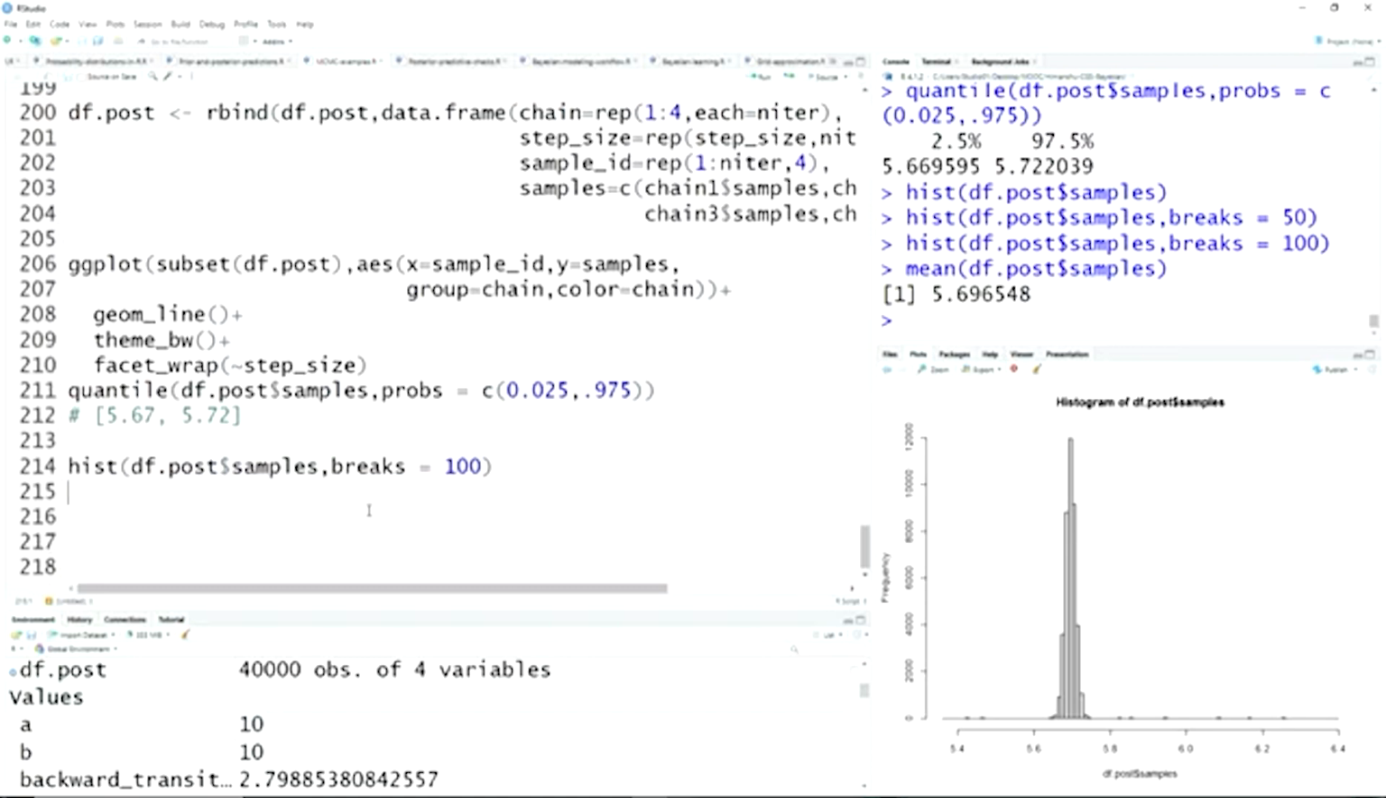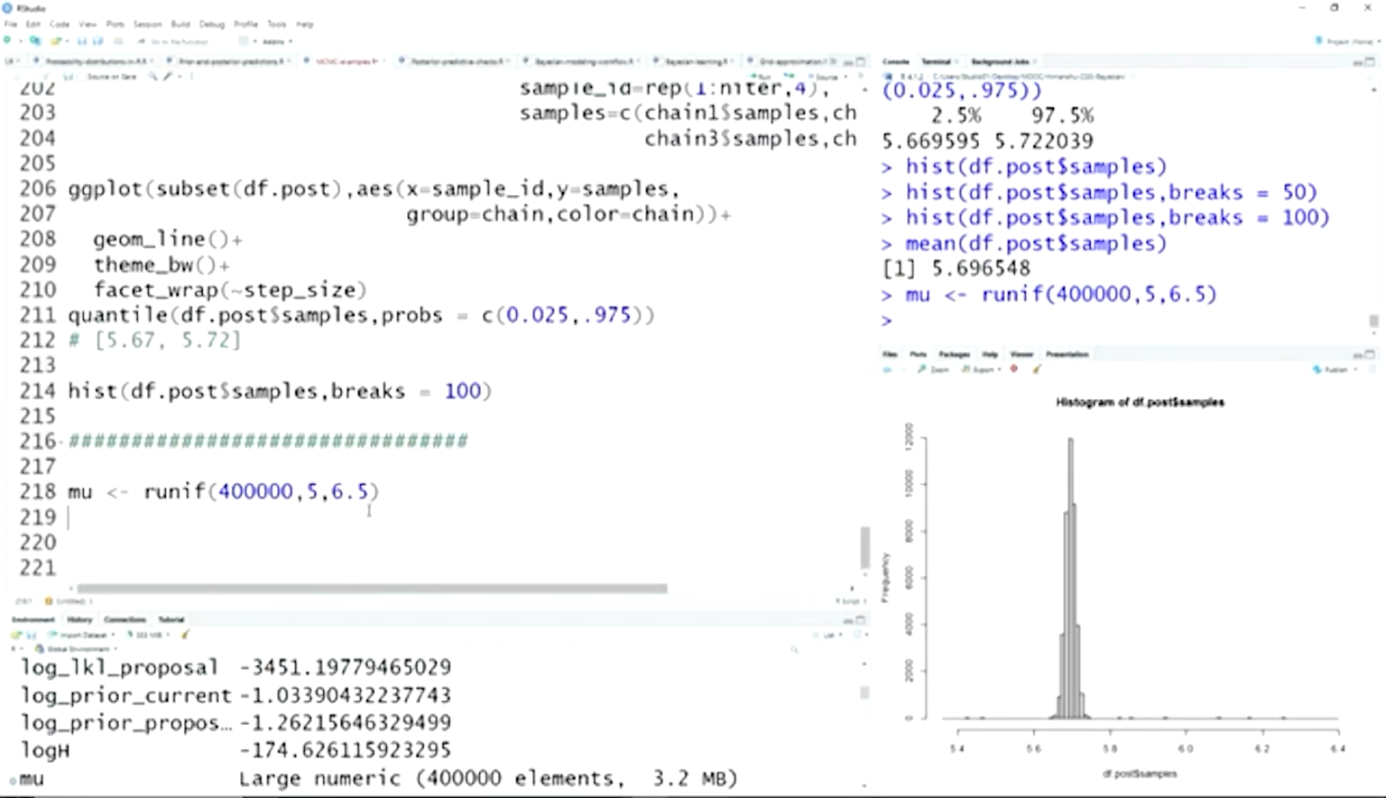Okay. So one thing we can do now is compare this with a posterior distribution estimated using grid approximation or importance sampling. So let us try this with grid approximation. So let me draw a lot of values of mu from, let's say, a uniform density. How many? Let's say 4 lakh. Okay. And between what and what? Let's say between 5 and 6.5. Okay, so 4 lakh values of mu between 5 and 6.5.